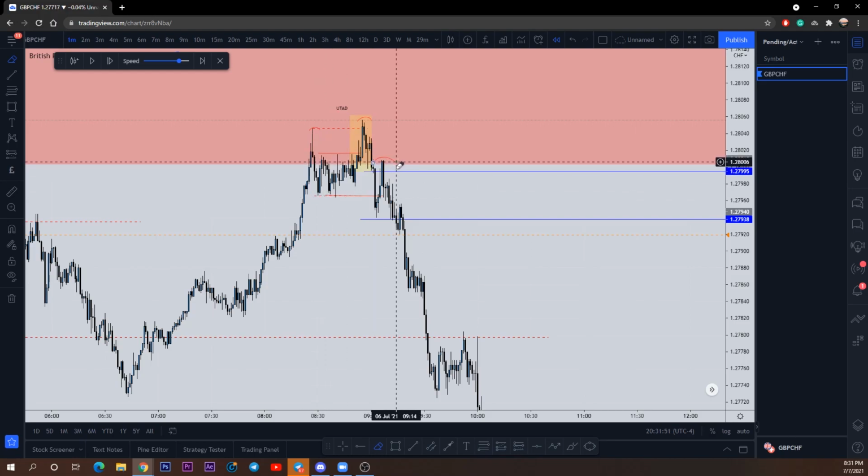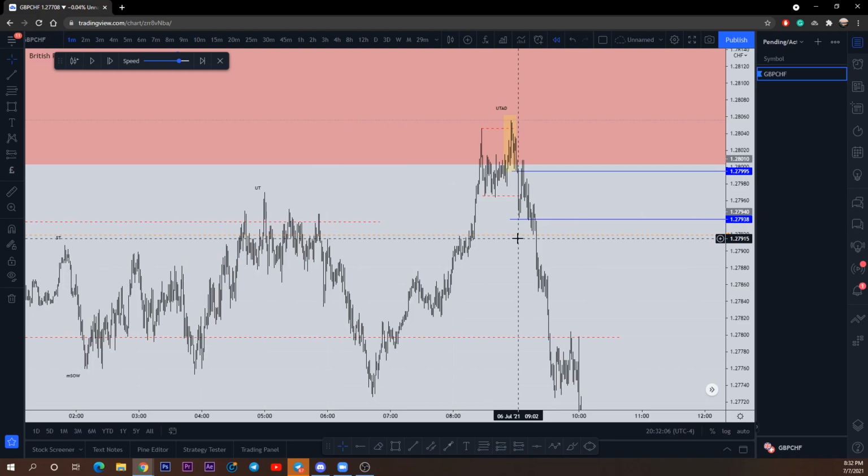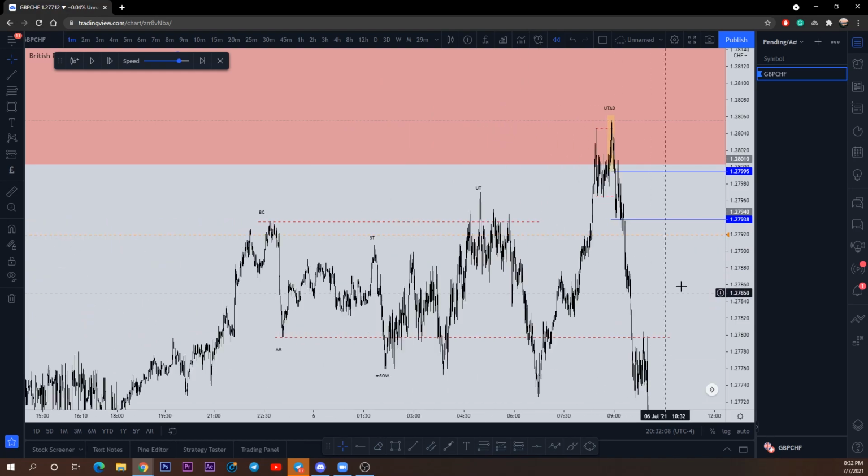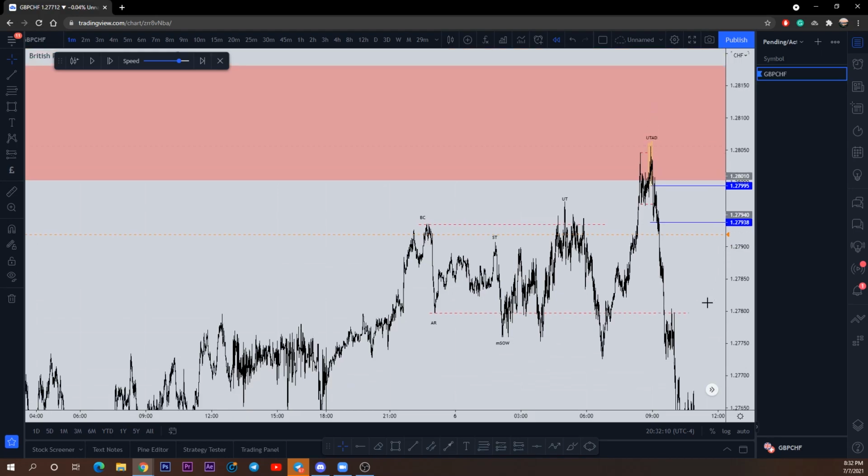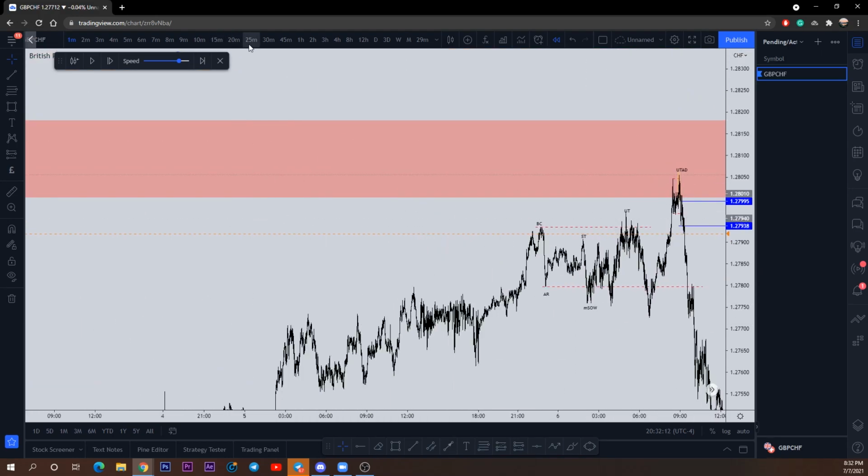Let me delete this and let me go over this setup real quick. One thing I noticed about this pair, this market, is its distributions are very alike. And that's why I wanted to go over this specific market. I'm going to go on the 15-minute real quick.